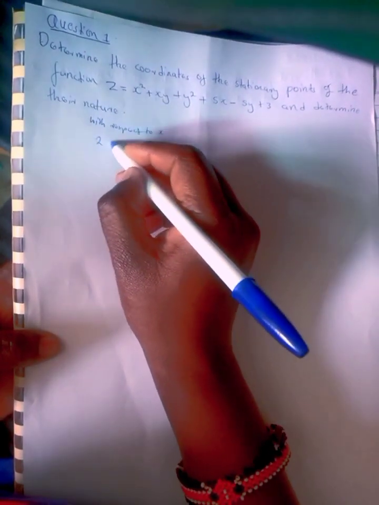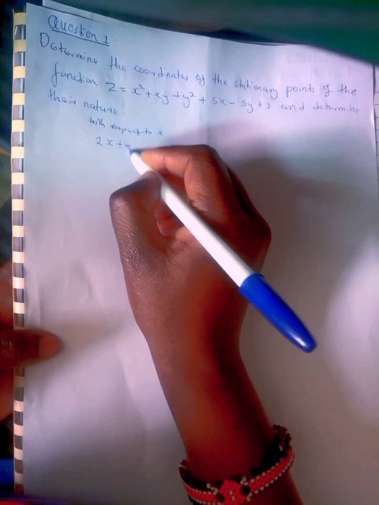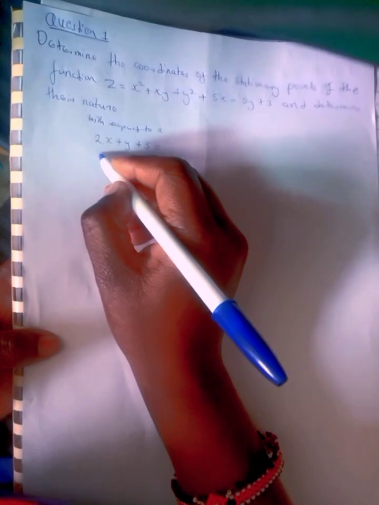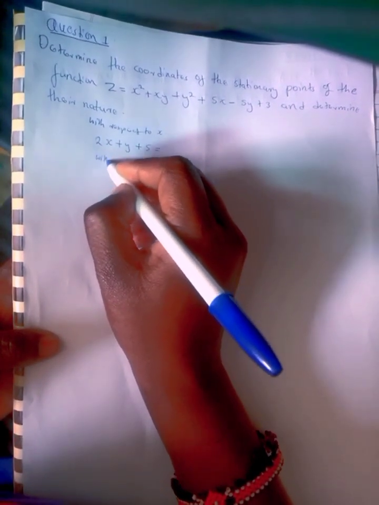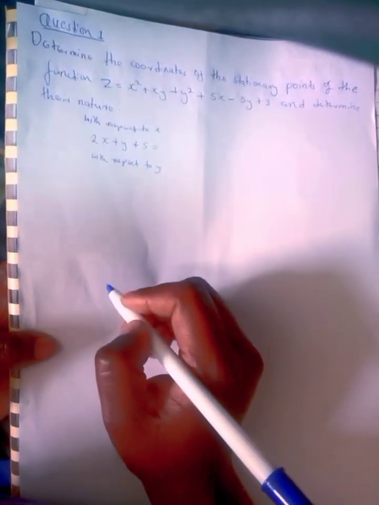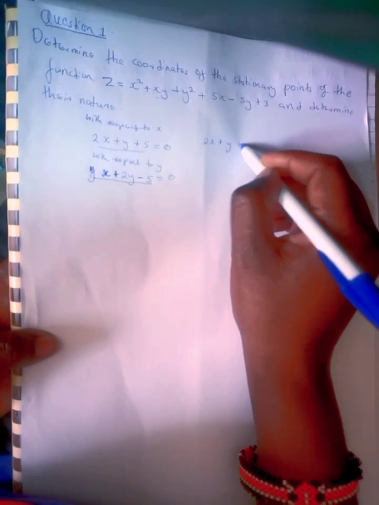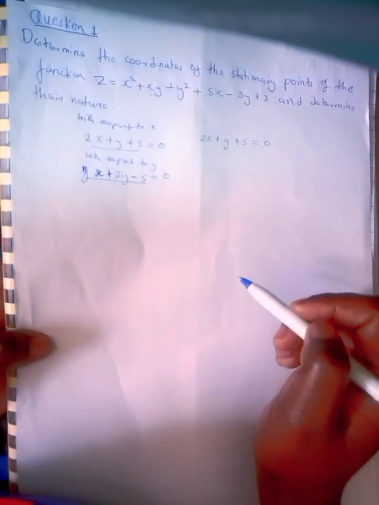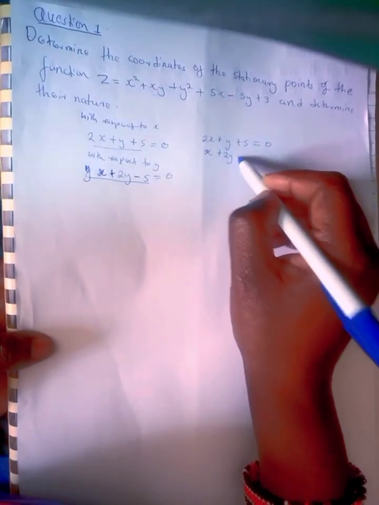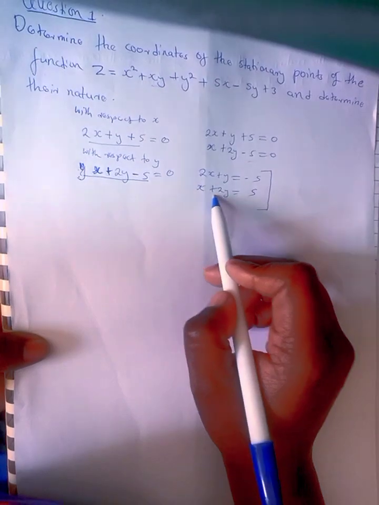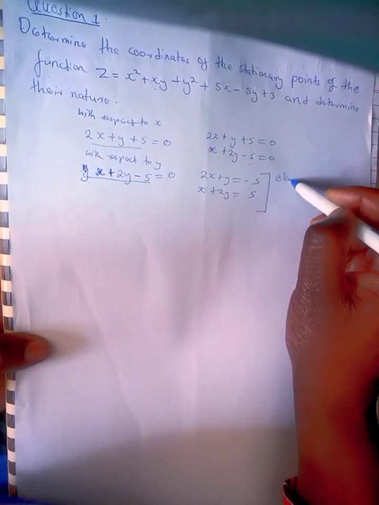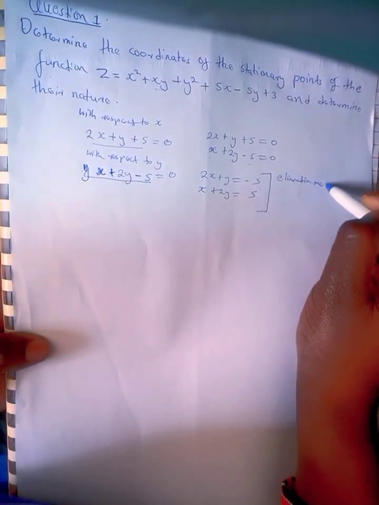That is 2x plus y plus 5, and with respect to y, that is x plus 2y minus 5 equals 0. That is x plus 2y minus 5 equals 0. So we are going to find the solution by using the elimination method on these two equations.